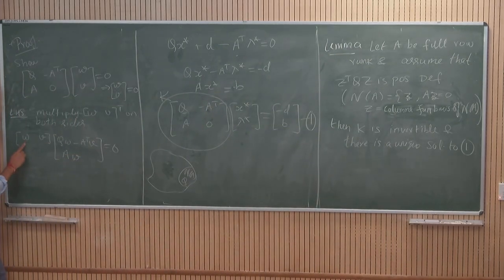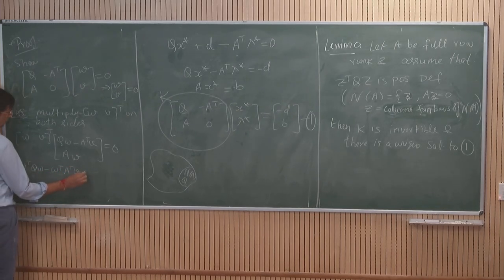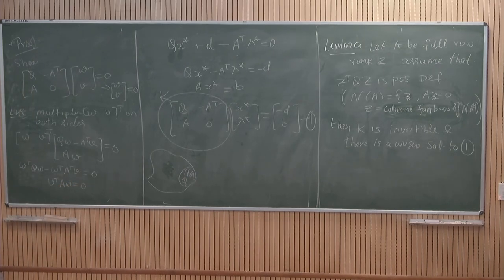And we multiply this, so this transpose, what do we get? W transpose QW minus W transpose A transpose V equal to 0, and we get V transpose AW is equal to 0. We starting with this, right? We multiplied both sides with V transpose W, and this is what we got. So what do we get?